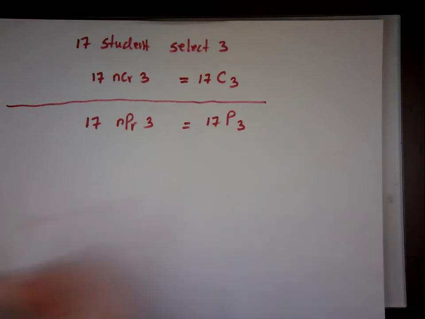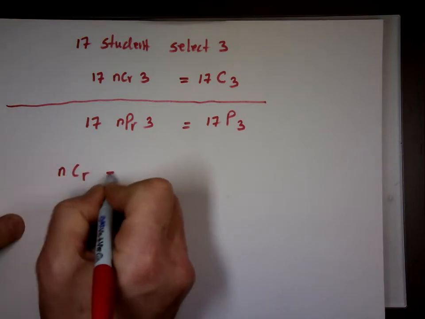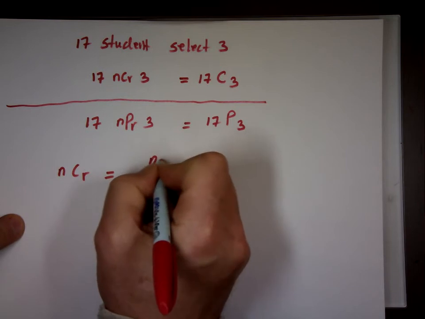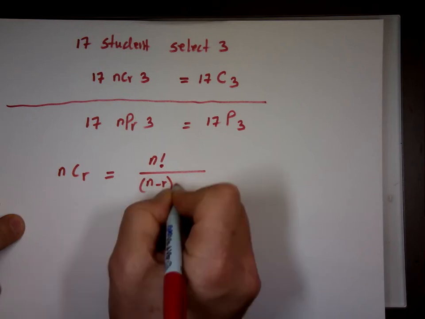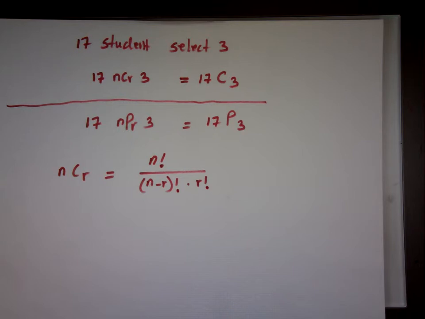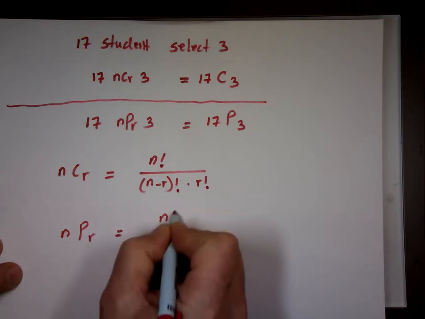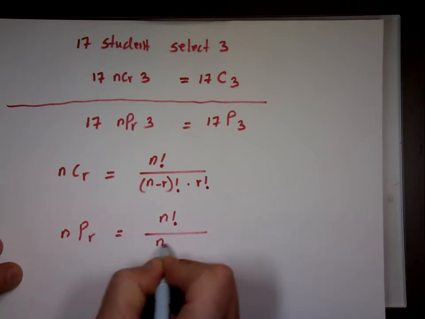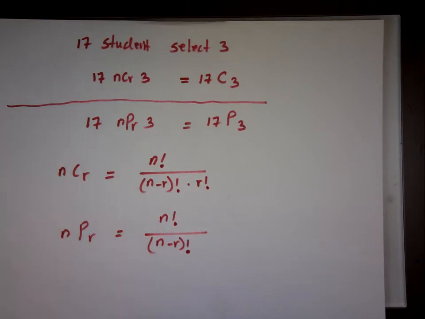So mathematically, how do we do this? If I don't have a calculator that does nCr and nPr, the nCr is really n factorial divided by n minus r factorial times r factorial. And the equation for the nPr is n factorial over n minus r factorial. That tells you how many different possibilities, combinations exist.